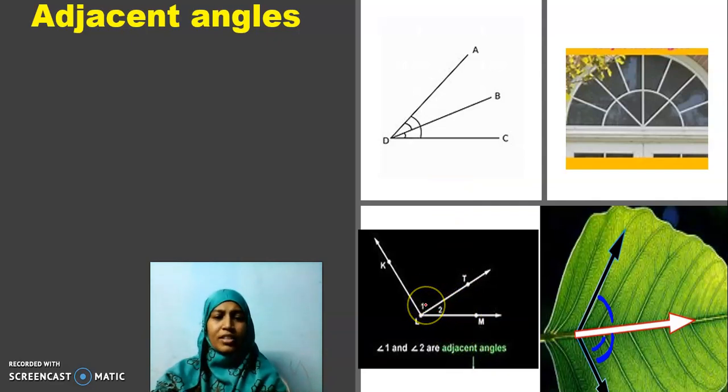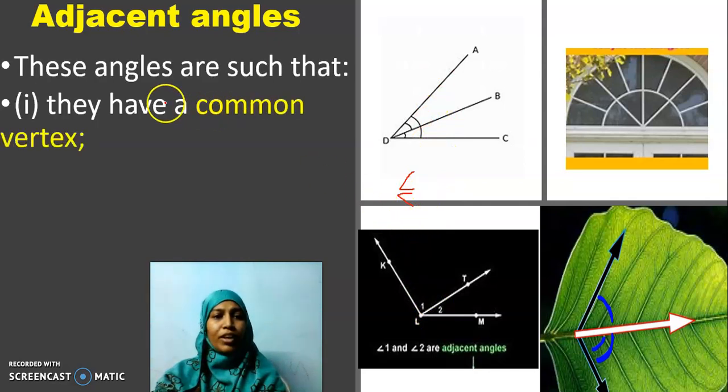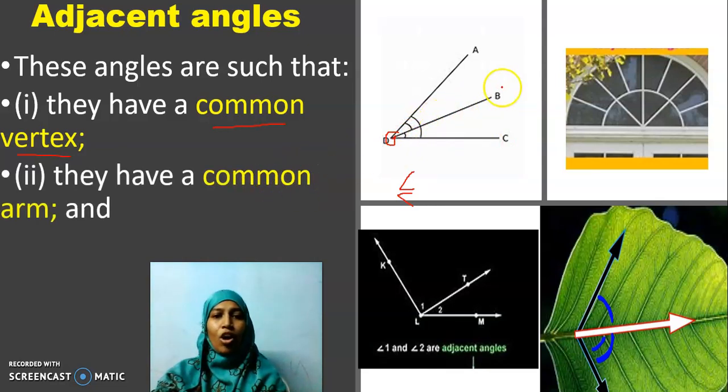Okay, how to define adjacent angles? If I say they are near to each other, I am drawing two angles like this. Even these two are near to each other. Shall I say these two are adjacent angles? Will you all agree? No, these two have a different concept. So, how to define an adjacent angle? These angles have a common vertex. This is the common vertex. See, A, D, B. D is the common vertex. B, D, C. Okay, they have a common arm. This arm is the common arm.